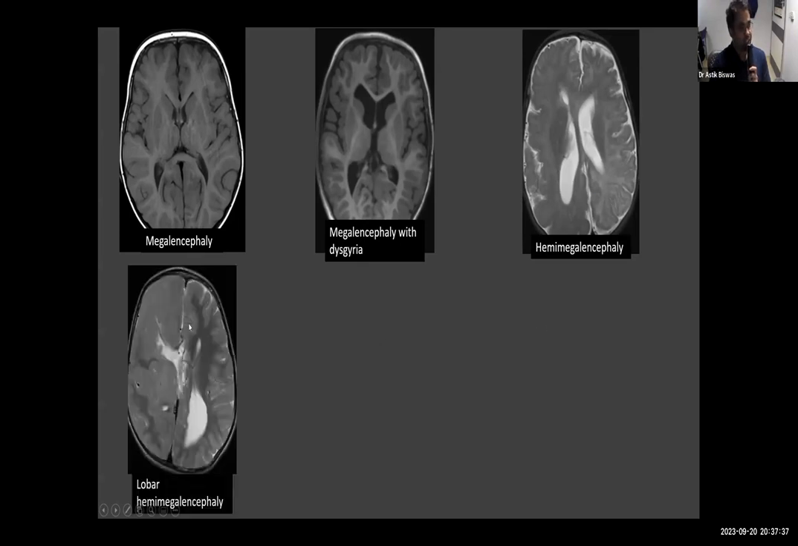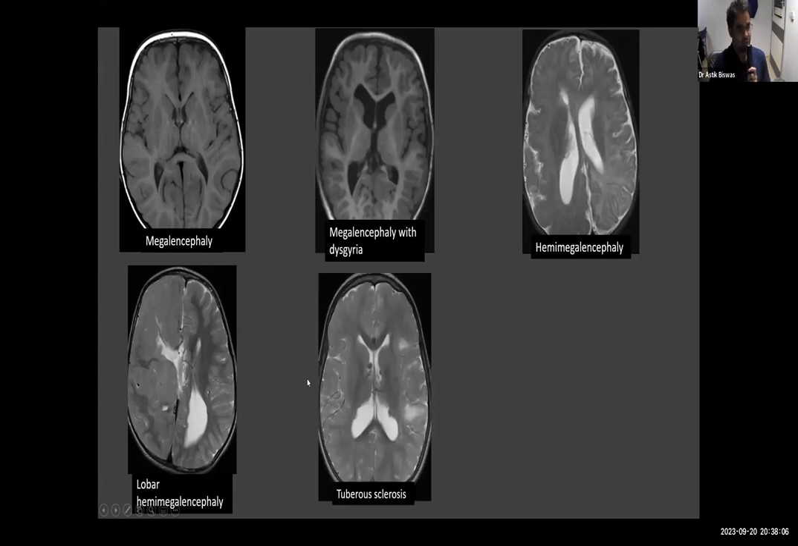Lobar hemimegalencephaly, again, is when it does not involve the entire cerebral hemisphere, but involves two or more lobes, and again, there is extensive dysplasia. And these are usually complex malformations. They can have components of both cortical dysplasia, migrational abnormalities, polymicrogyria, etc. And frequently, the white matter is also abnormal.